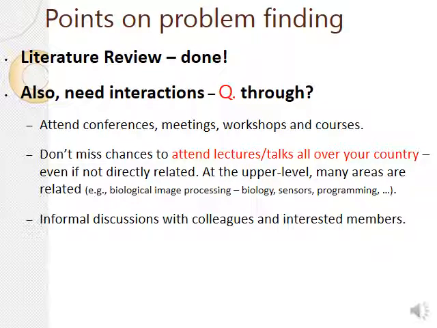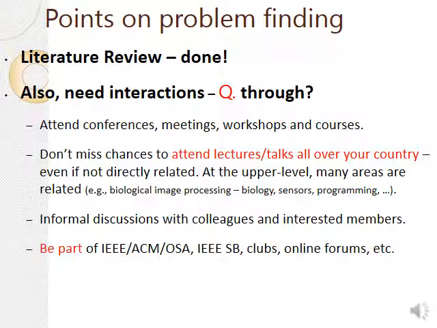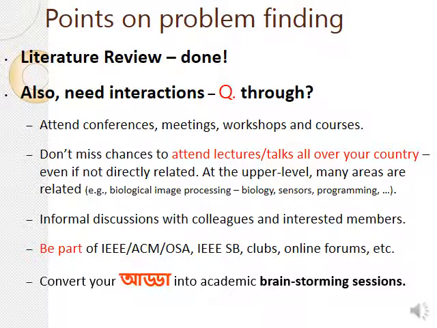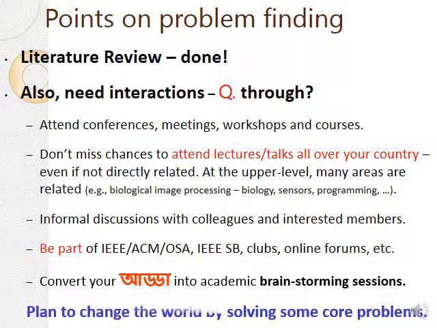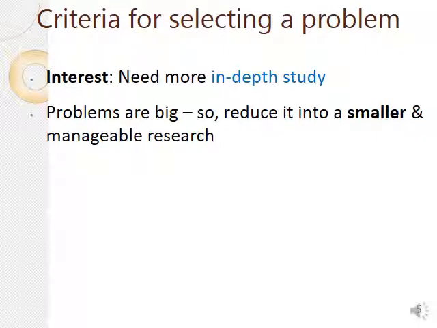We need to discuss informally with different colleagues and interested members. Be part of IEEE, ACM, Optical Society of America, and so on, different student branches, clubs, and online forums related to your field, so that you can know what is going on around and how people are thinking, and you convert your gossip adda into an academic brainstorming session. Don't just spoil your time. Have more discussions on topics, do some brainstorming, and do it regularly. So you need more in-depth study.